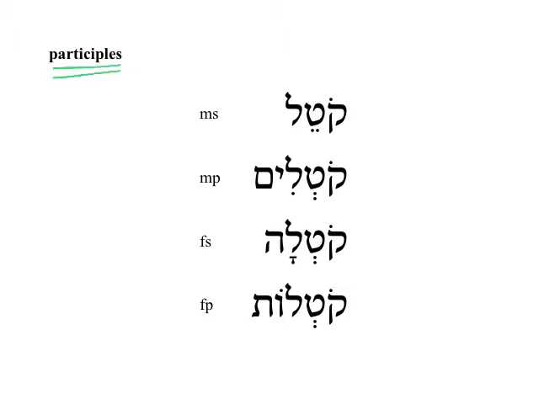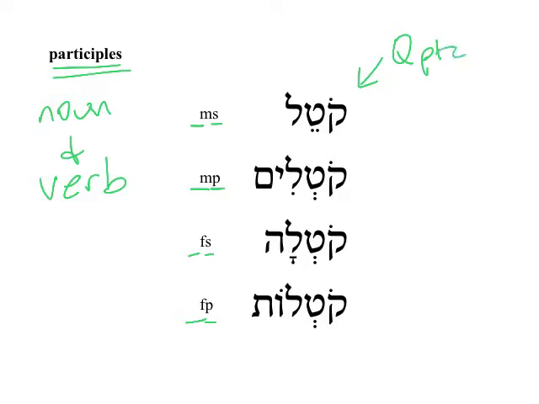Participles sort of have a function that is something like a noun and something like a verb, depending on context. Let's begin by talking about their form, then we'll come back to the function. Now the form, there's a gender, either masculine or feminine, and there is a number, either singular or plural, but that's it. There's no person, so there's no first, second, or third person. So when we parse the participle, we would say Qal participle masculine singular, and that's all we need.